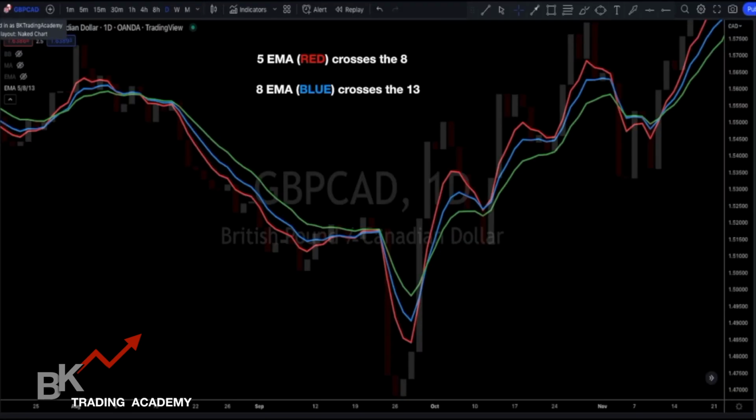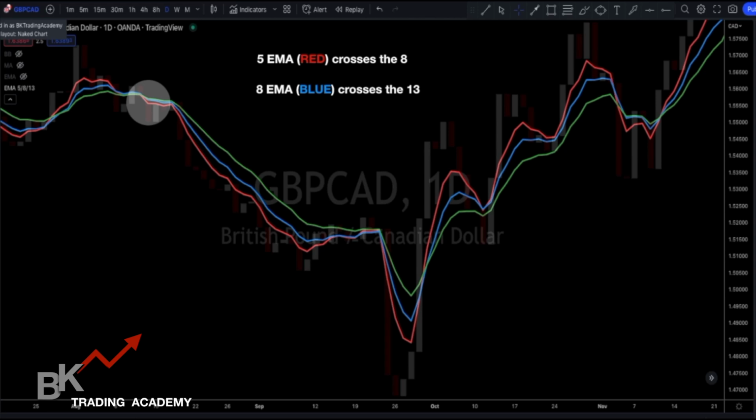So on our chart, we have the GBP CAD. And so we notice that the 5 EMA is red, like I mentioned, the 8 is blue, and then the green is the 13-day EMA, okay? So we want to see the red and the blue cross the green. So if we look on the left side of our chart, we see the red and the blue cross the green right at this area. And so now the green is at the top. And when we see that, it indicates that we're in a possible downtrend.